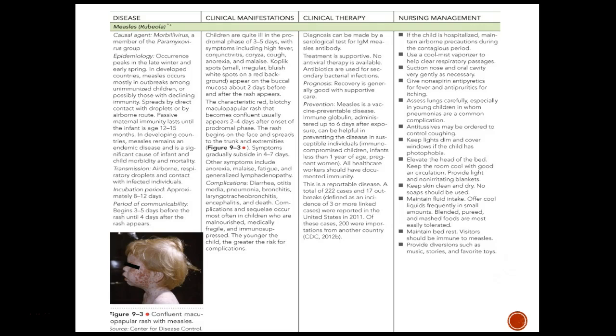We may offer cool liquids in small amounts because that tends to help with those Koplik spots that tend to be painful. And also in terms of their diet, they'll get some type of blended or pureed diet that is easily tolerated, easy for them to swallow.